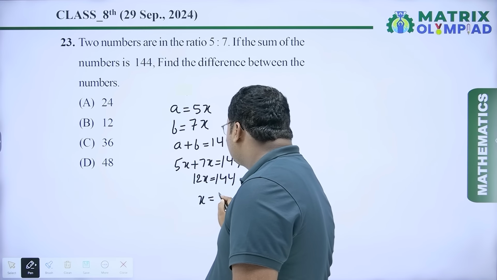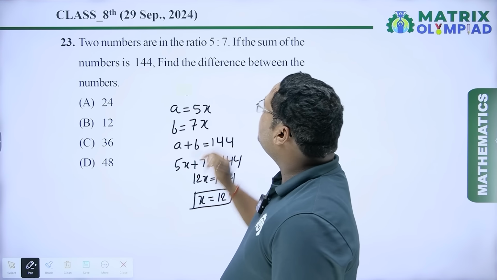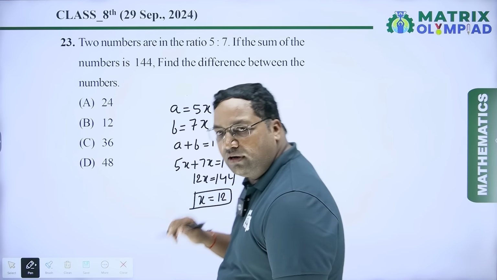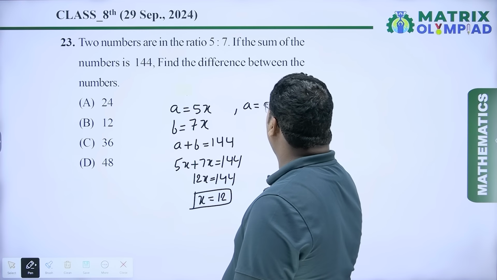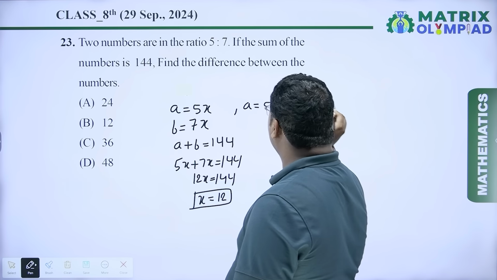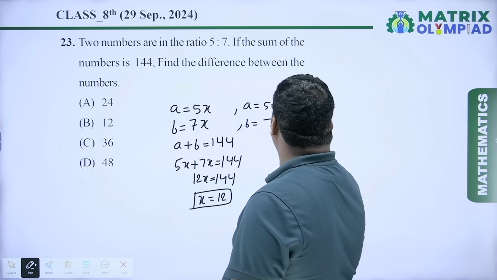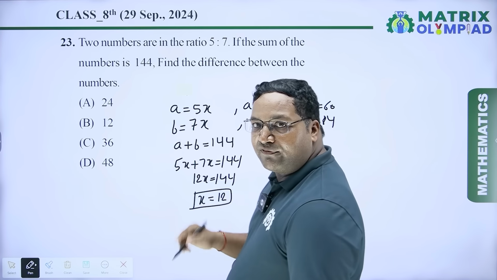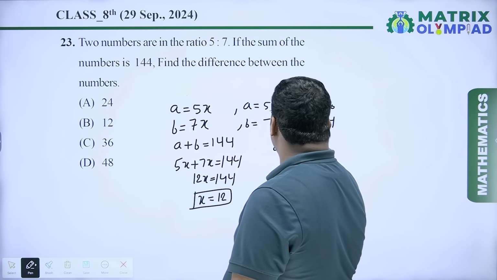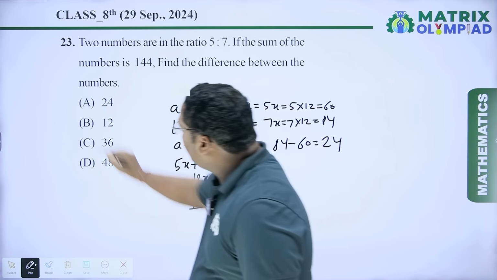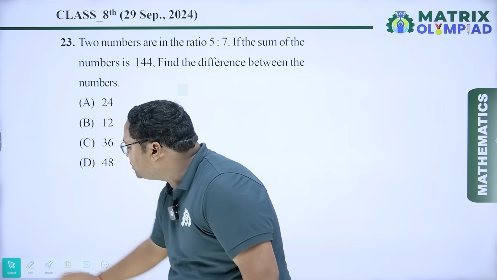So we will get x equal to 12. So our answer x equal to 12. Now the question is find the difference between the numbers. So our number is A, and A is equal to 5x. It means 5 into 12, which is equal to 60. Second number is B, which is equal to 7x, and 7 into 12 is equal to 84. The difference between these two numbers is 84 minus 60, which is equal to 24. So our answer is A option, 24. Now coming to next question.